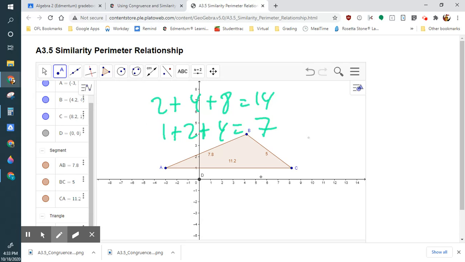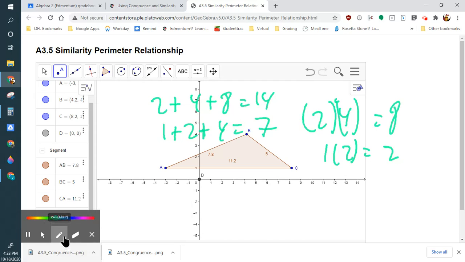The reason why it's different with area is if we have 2 times 4, and we get 8. But if I cut the sides of my triangles in half, I get 1 times 2. This is only 2. We're dealing with 2 completely different dimensions here. So that's why things change.